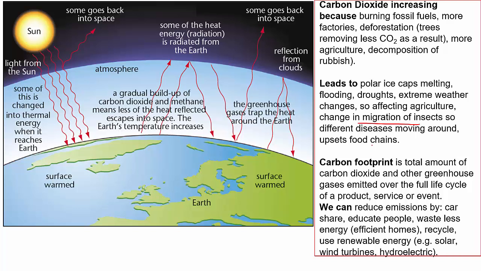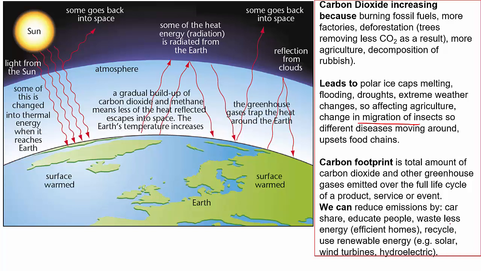It also affects the migration of insects, so diseases move around the planet, and of course food chains of different animals and plants are then upset as well. The carbon footprint reflects the amount of carbon dioxide and other greenhouse gases that are being emitted over the full life cycle of a product.